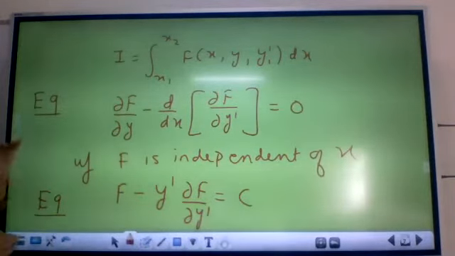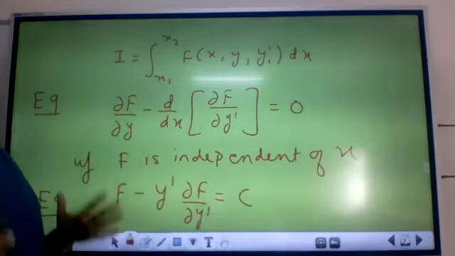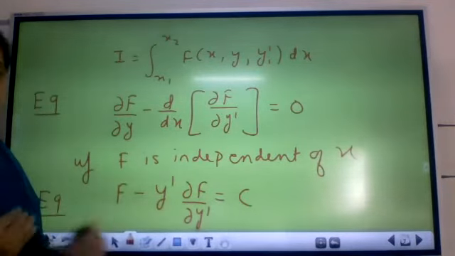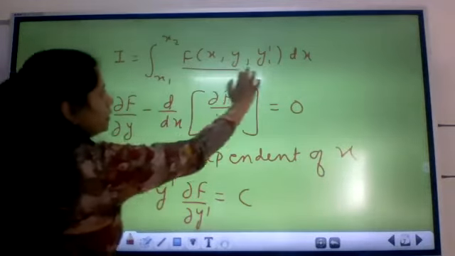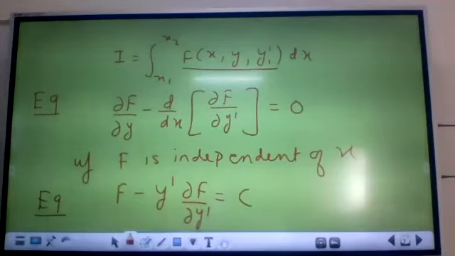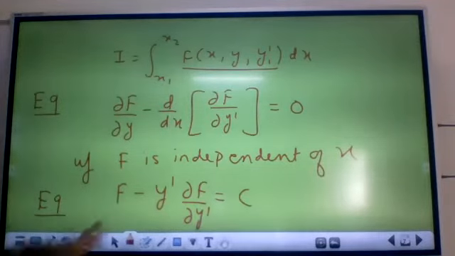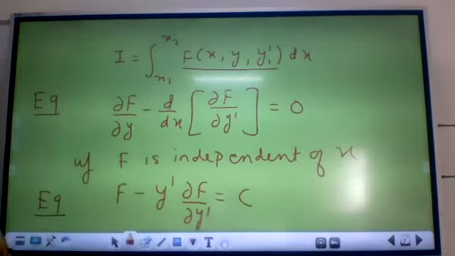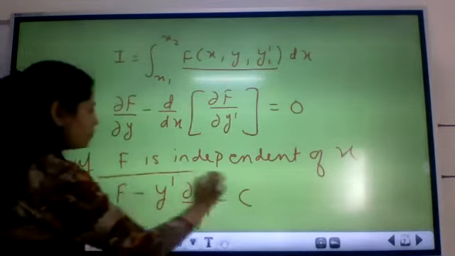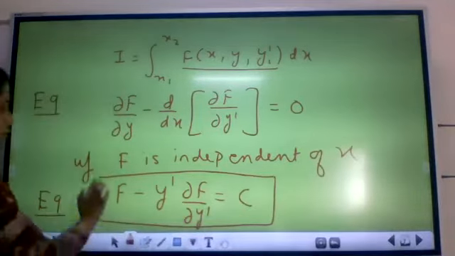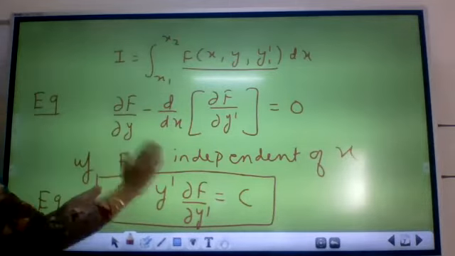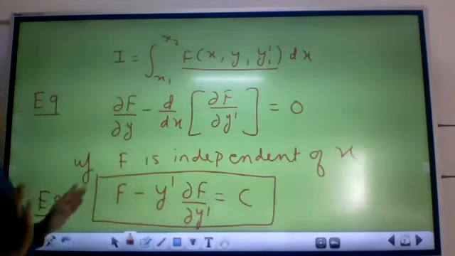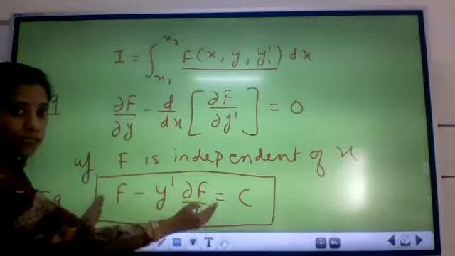Now in this, there are a few questions where you can reduce your effort. How can you reduce your effort? In case this functional is independent of x, if you don't have x there, then Euler's equation reduces to this format, so you can directly use this. You can use the other one as well, but when you solve it, it becomes a little bit complicated.